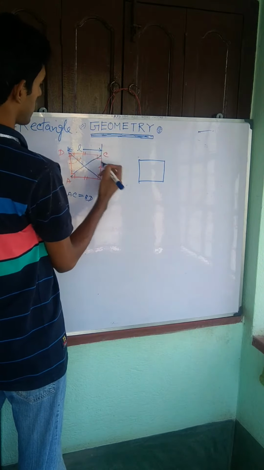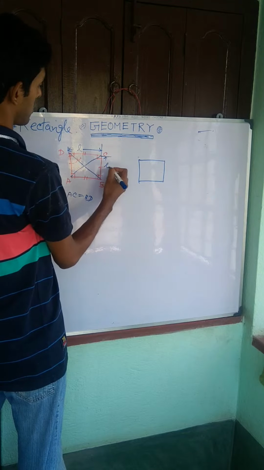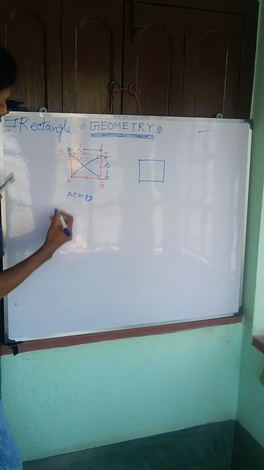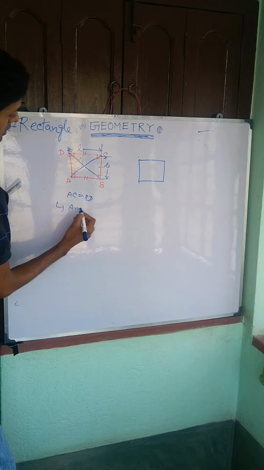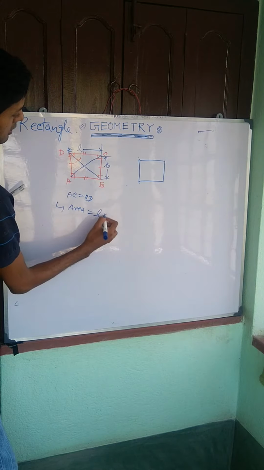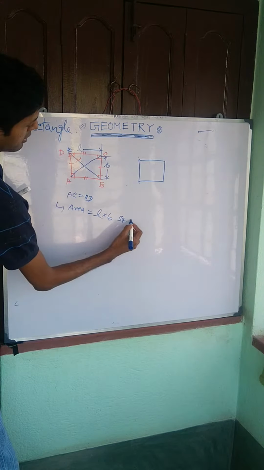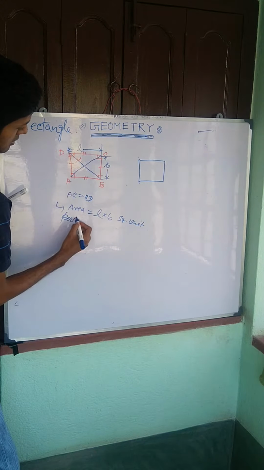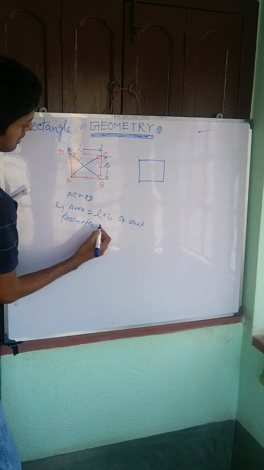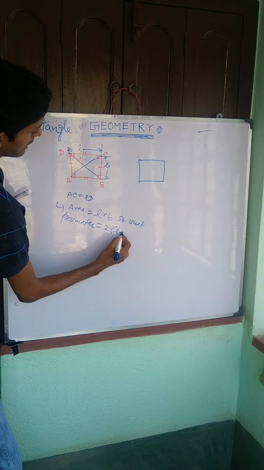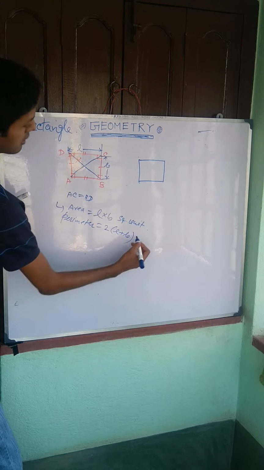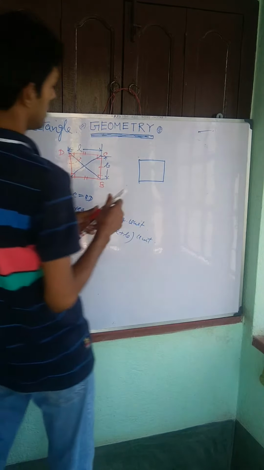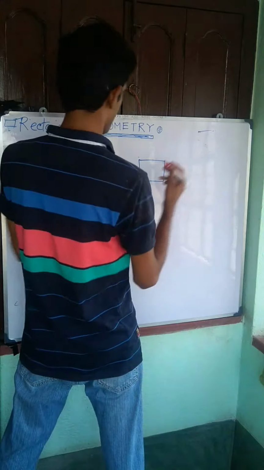The longer side is called length, and the shorter side is called breadth, L and B. What would be the area? Area would be L times B square units. And what would be the perimeter? Perimeter would be twice the sum of L plus B units. Understand?